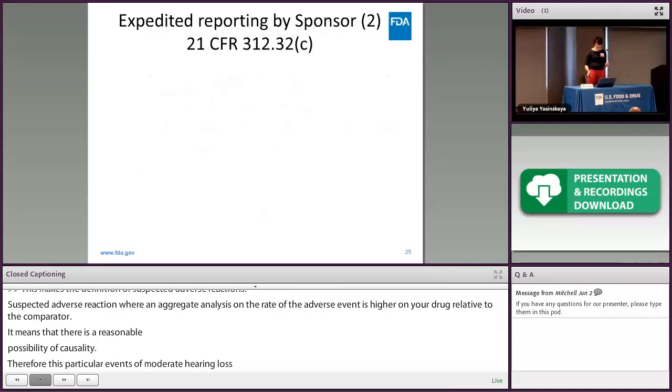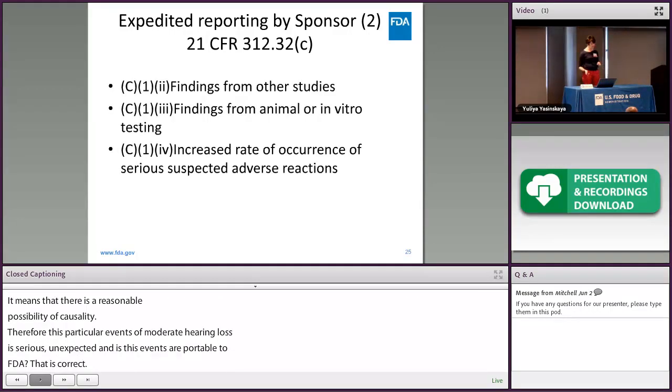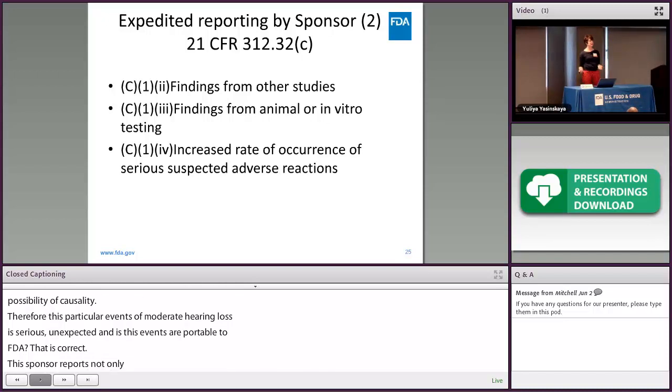So the sponsor reports not only individual cases of serious, unexpected, suspected adverse reactions, but also has the responsibility to report findings from other studies, either conducted under the IND or studies conducted outside the IND, and safety findings from the medical literature, epidemiology studies, and so on.